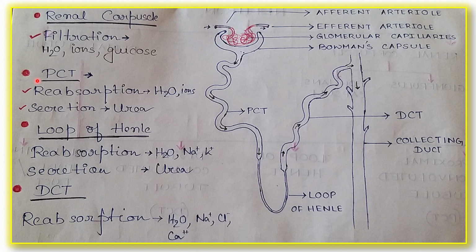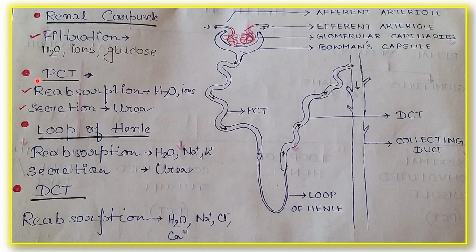Then we'll come to the loop of Henle. Loop of Henle has also got two functions, reabsorption as well as secretion. What is it reabsorbing? It is reabsorbing whatever water is left after the reabsorption performed by PCT. So it is reabsorbing water, sodium and potassium. What is it secreting? It is secreting urea. So PCT and loop of Henle both are secreting urea and performing reabsorption of water as well.